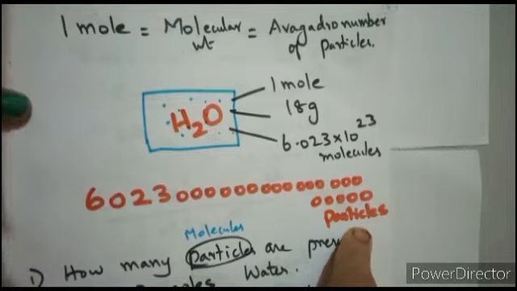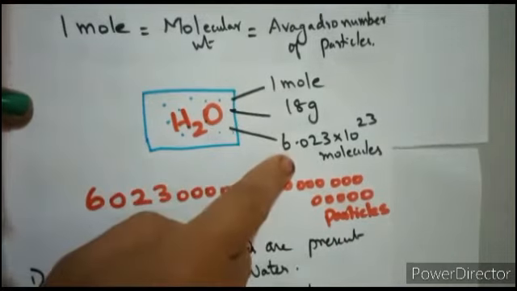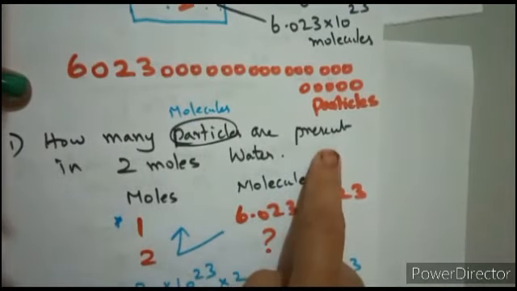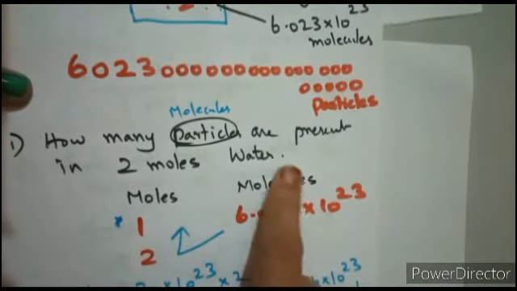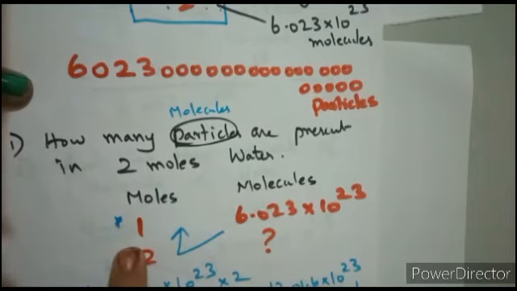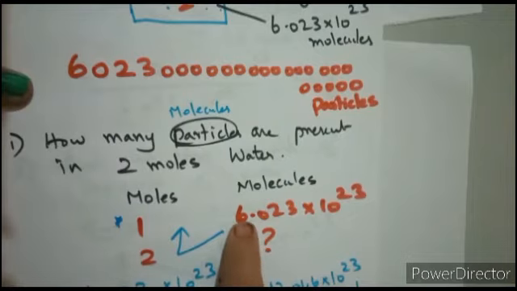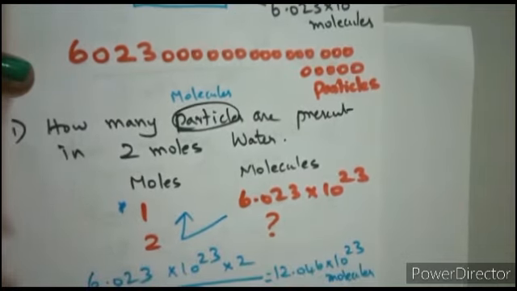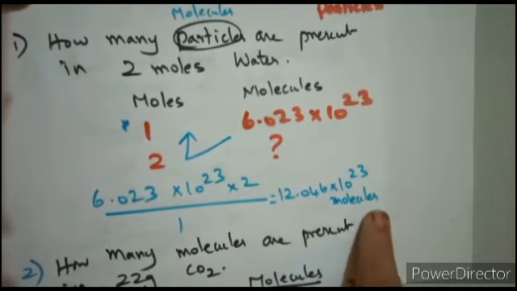Now we are going to use interconversions among these three. Let us take the first example. How many particles are present in 2 moles of water? So 1 mole has got Avogadro number. So 2 moles have got how many molecules? Same way, start from the question mark side, go cross. So you get the sum like this. So 12.046 into 10 power 23 molecules are present in 2 moles of water.